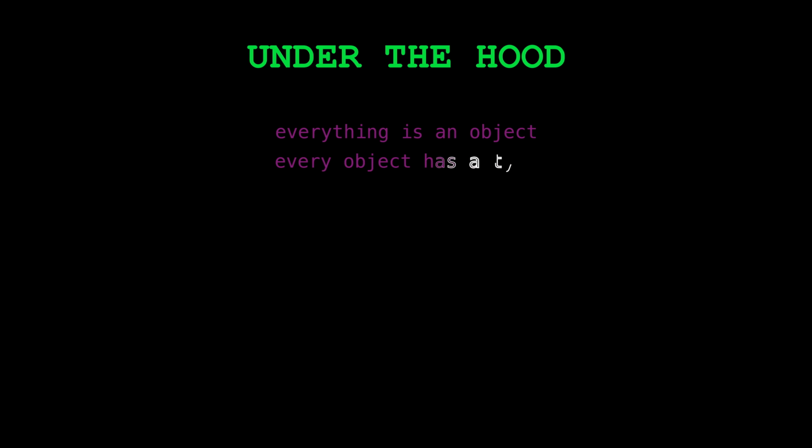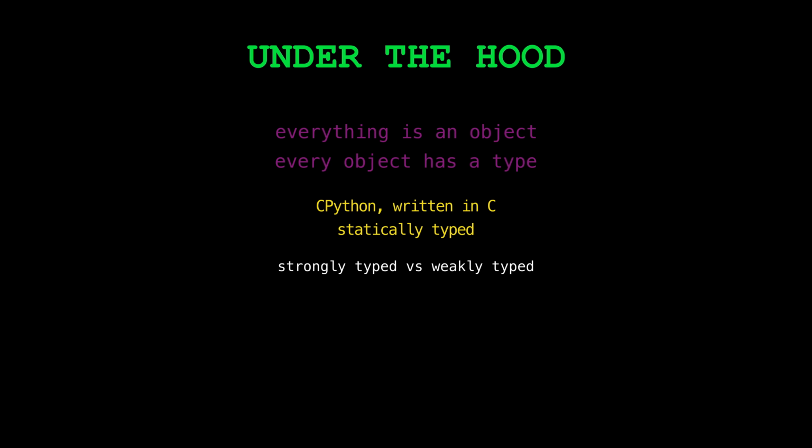If you made it this far, it is a good time to look under the hood to understand what's actually happening when Python encounters type hints. In Python, everything is an object, and every object has a type. 99.9% of the Python code you will encounter in the wild is executed by CPython, the reference implementation of Python that is written in C. So Python is unironically executed by a statically typed language. Another contrast between Python and C is that Python is a strongly typed language, while C is a weakly typed language. But this is a topic for another lesson.